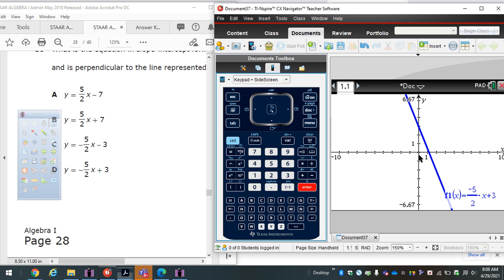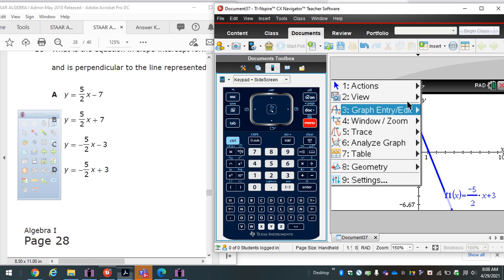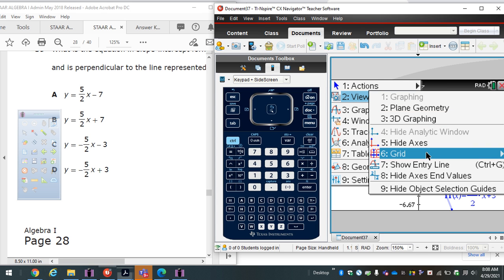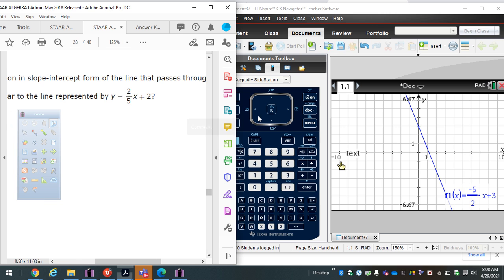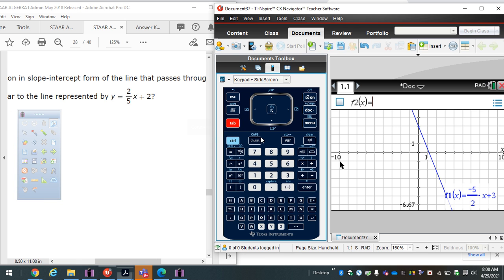Oh yeah, 2, negative 2, perfect. If you want to see it better, you can go here to view and then grid, and there it is. 1, 2 over 2, and it's going to that point. If you want to see that it's perpendicular to it also, you can graph the other one. You can graph the original one. I'll just do that so y'all won't freak out.